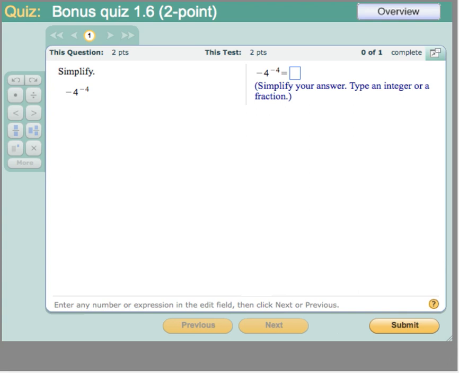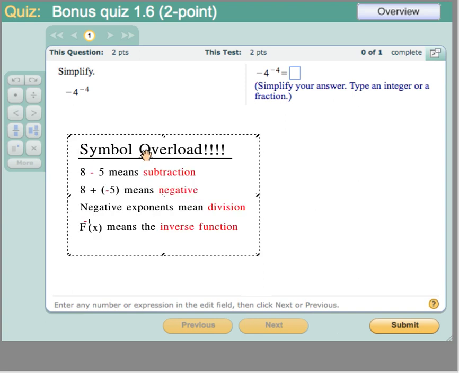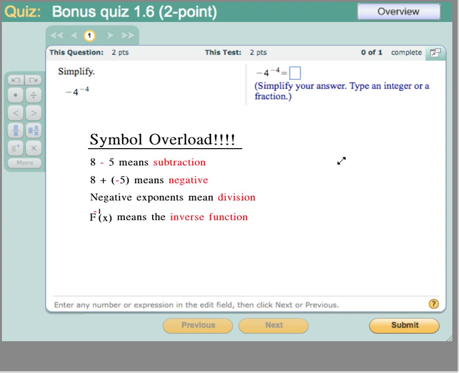Well, hello everybody. As you can see, I am looking at the bonus quiz for 1.6, and this is one particular version of it, and it's one that gets to the essence of what I want to talk about, and that is this moment in the course where we start to see symbol overload. This is a particularly treacherous moment.